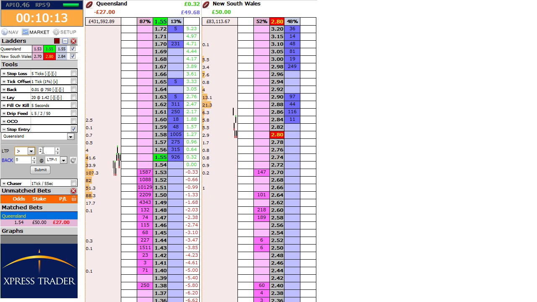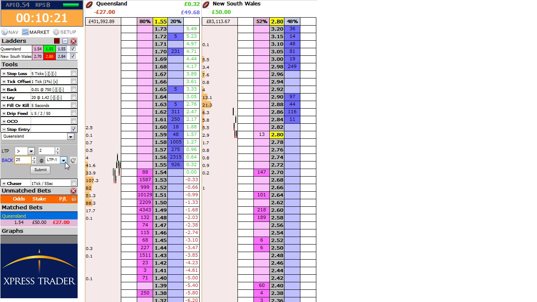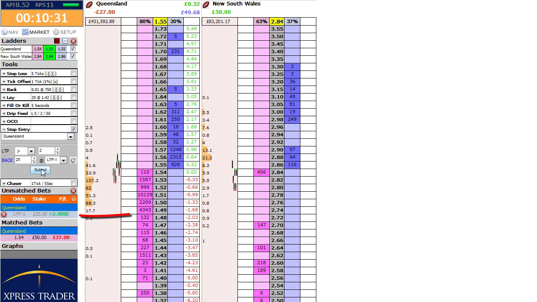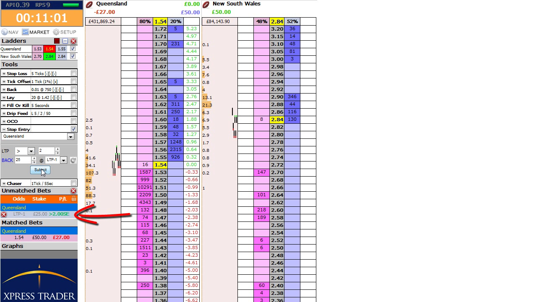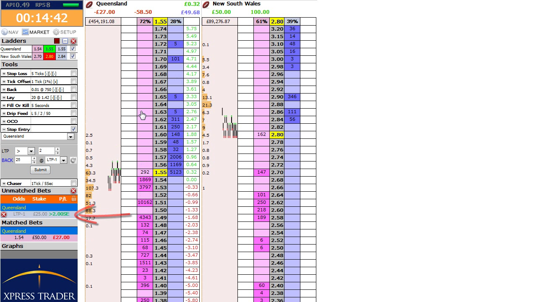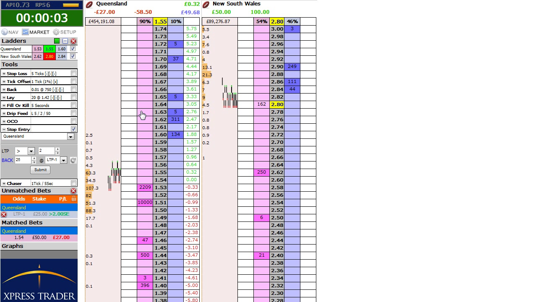I'm just setting the software here. This is Centaur Express Trader. Should the last traded price on Queensland be greater than 2, or even money, I'm placing a bet of £25 at the last traded price minus 1. So if New South Wales scored and the price jumped to 2.20, then the software would automatically place a bet at 2.18 for me. Puts me at the front of the queue and would almost certainly mean I get matched.